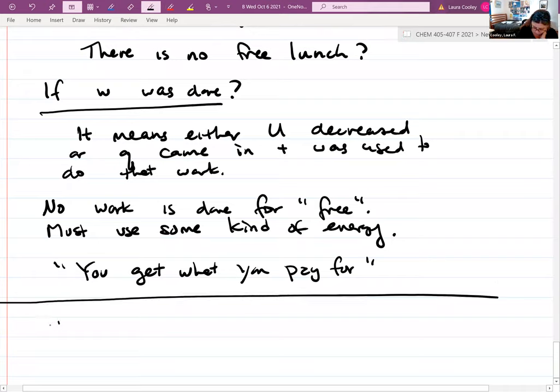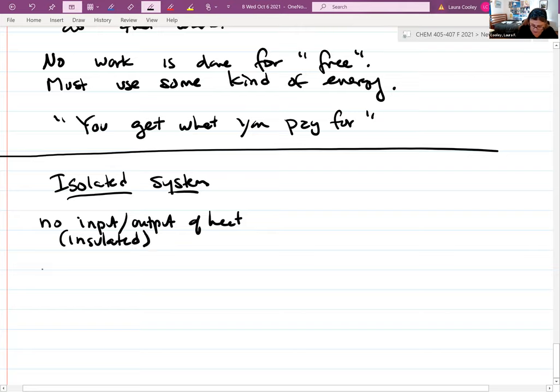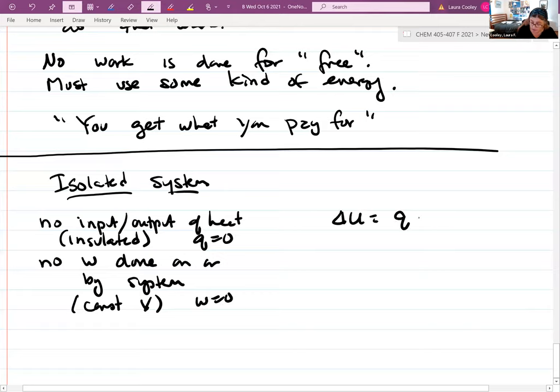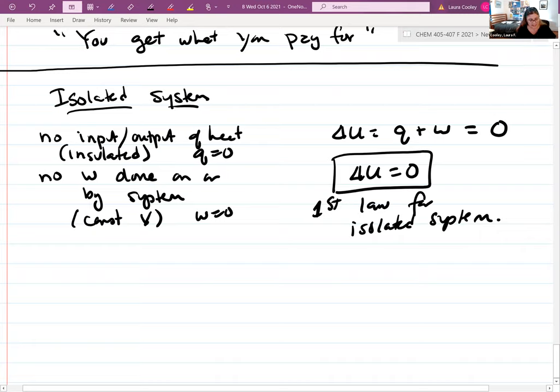By the way, what if you have an isolated system? So here you have a system and there is no input or output of heat, which means it would be very insulated. Okay, also no work done on or by the system. And the kind of work that we know about is expansion work. So we would say constant volume kind of takes care of that, at least in this case, what we are studying. So Q would be zero and W would be zero. So delta U would be zero. And that's the statement of the first law for an isolated system. That does look like conservation of energy, but it is conservation of energy even if the system is not isolated.